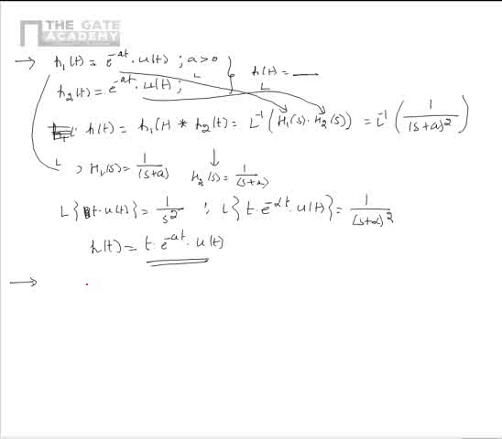Now let us start looking into another problem, as a part of which the Laplace transform of a function f of t is given as f of s is equal to omega naught divided by s square plus omega naught square. We need to find the final value of f of t.